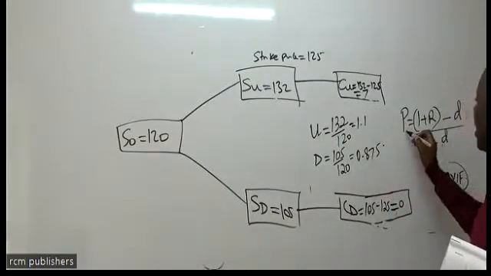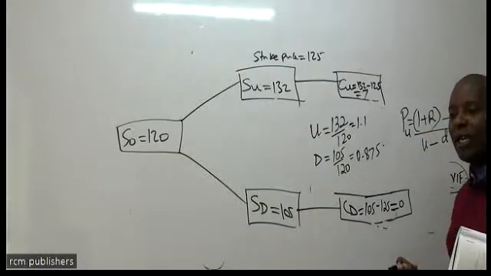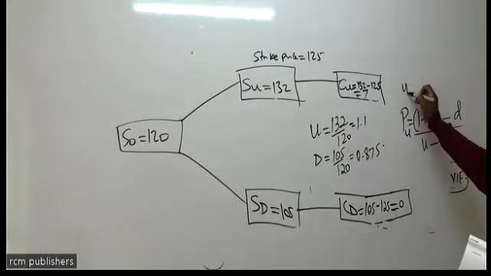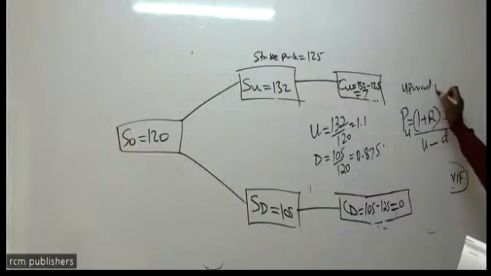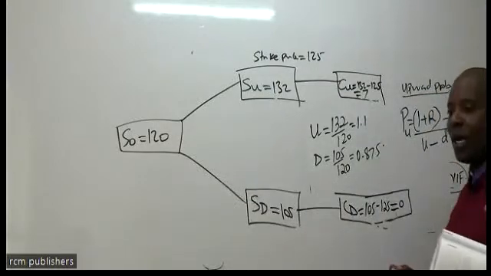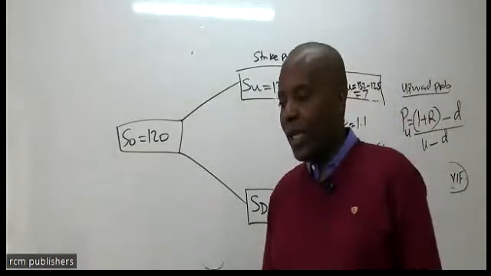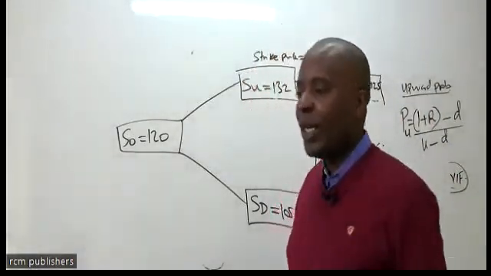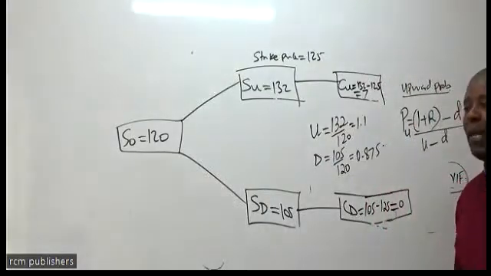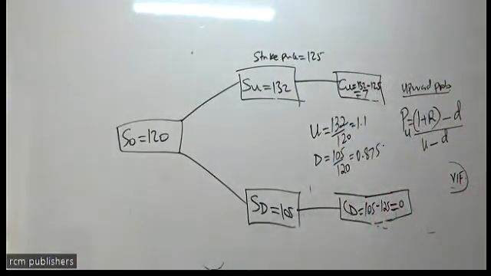I forgot something here. This is supposed to be PU, upward probability. Actually, the title here should be upward probability. So let me see whether there will be anybody who will be able to get this upward probability.